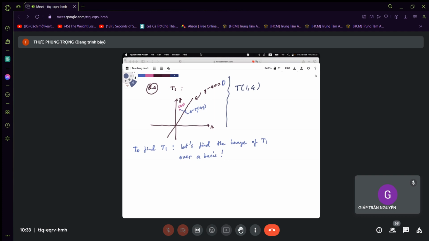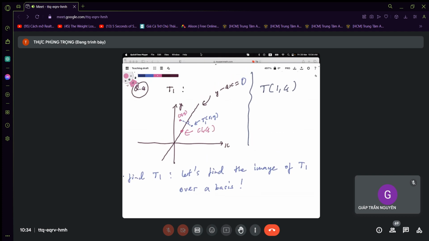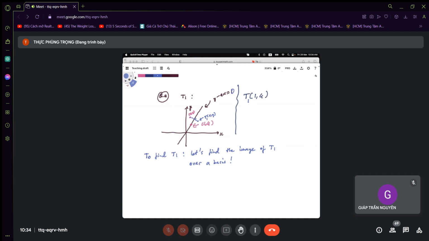(1, 4) is a point on the line. Is that right? (1, 4) is right here. Do you see that? Because when you consider (1, 4), we have it on the line y minus 4x. Therefore, T1 of (1, 4) is the same as (1, 4).